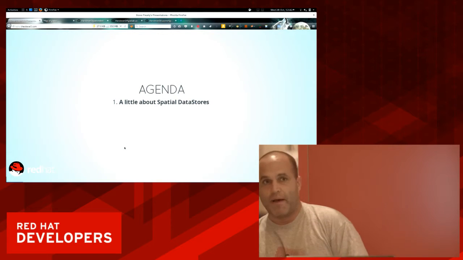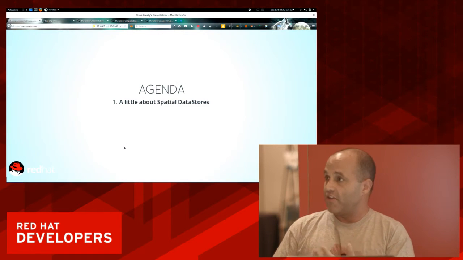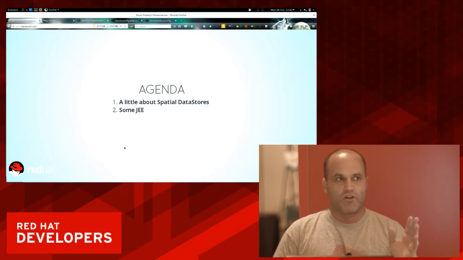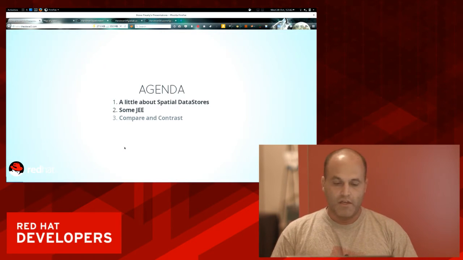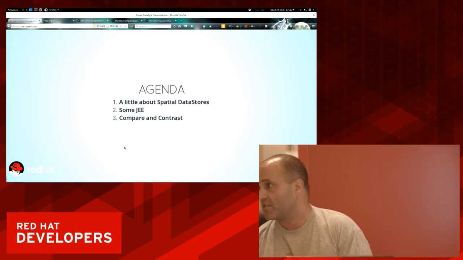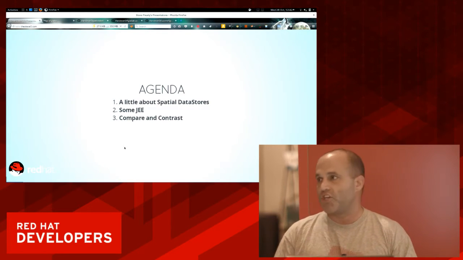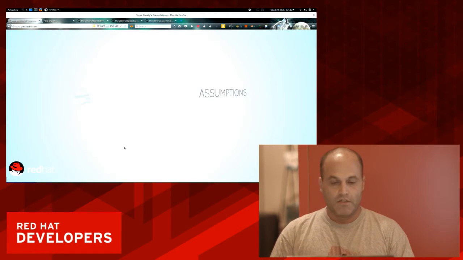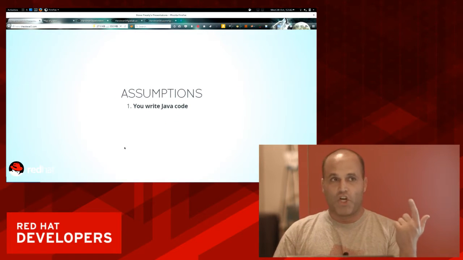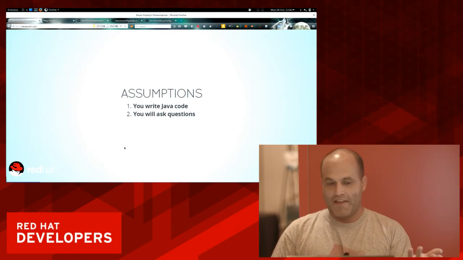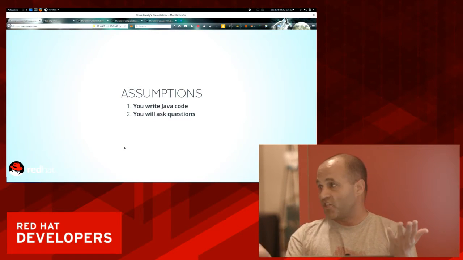The agenda is a little bit about spatial data stores, so data that you can actually store spatial data in. Some JEE, but I'm assuming everybody here knows it, so I'm going to go through that really quick. Then I'm going to compare and contrast, because it's one thing to talk about all the spatial data stores, but I'm going to try to give some recommendations about when you might want to use some. The assumptions are you write Java code. Is that a good assumption here at JavaOne? I feel like that might be. And then you will ask questions. If you have questions, you can ask them.